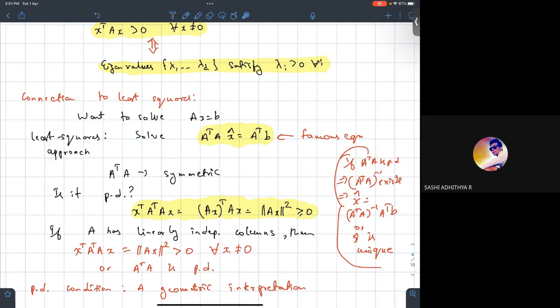If A has linearly independent columns, then what is the rank of A? Full rank. So what is the rank of A transpose A? Full rank. That means it's invertible. That just means that norm Ax can't be 0, there's nothing in the null space, so that I'll get this as 0. You understand? Ax won't be 0 for any x other than 0. And that's the reason why I'll get this as greater than 0.